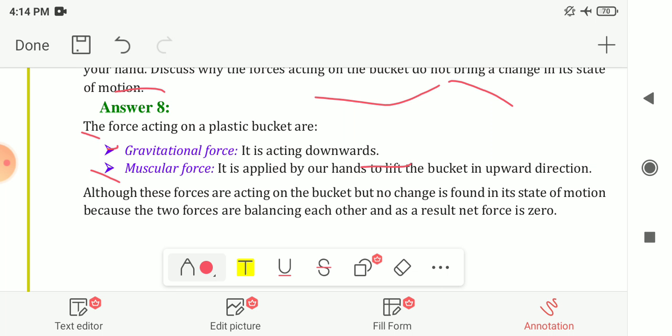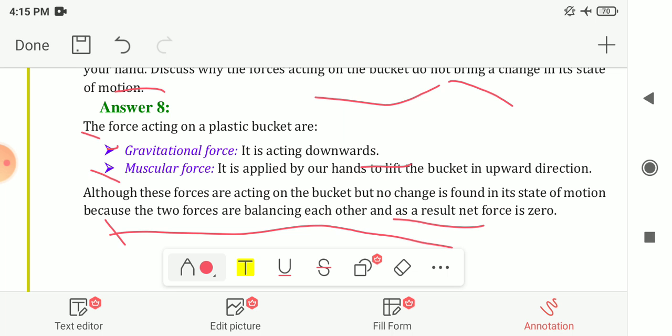So now the question is why the state of motion of this bucket cannot change. Although these two forces are acting on the bucket, no change is found in its state of motion, because the two forces are balancing each other, and as a result the net force is 0.